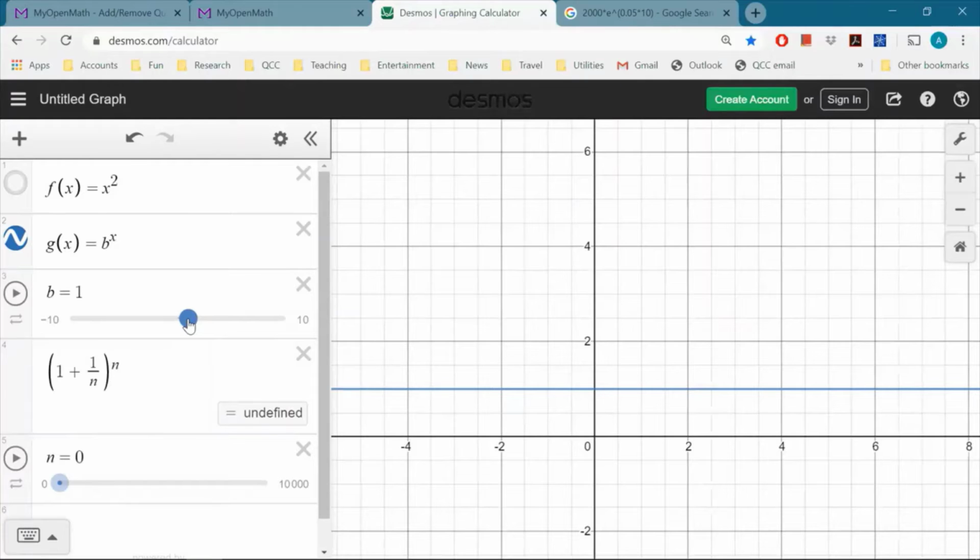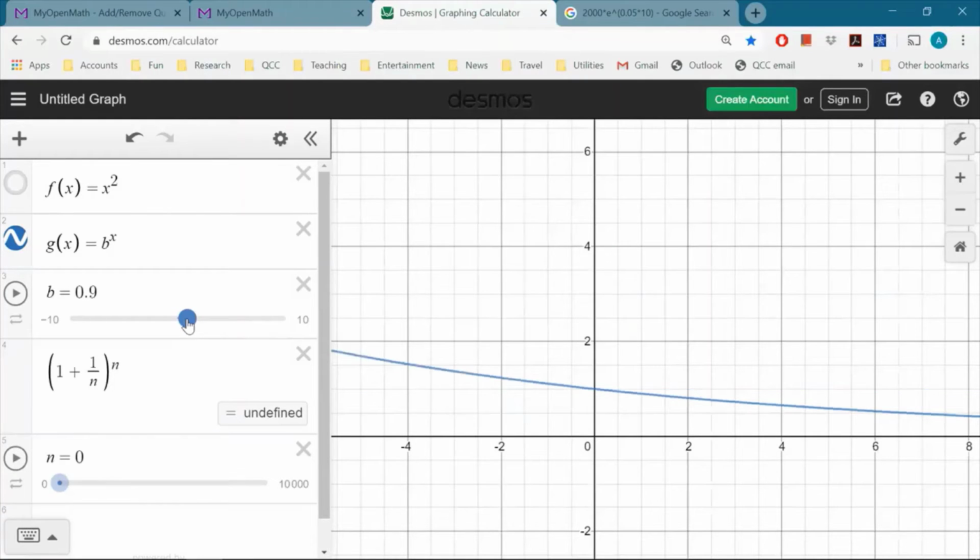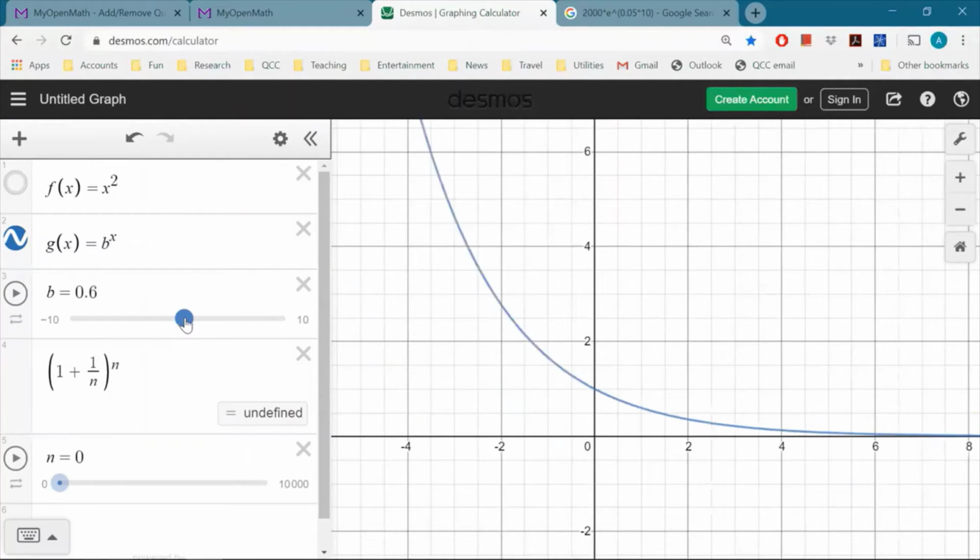Look what happens when b dips below 1. Oh, look at this. It flips. It does the same thing it was doing before, but it's on the other side. And when b is a half, it's actually the mirror image of when b was equal to 2. And we can think about why that's the case. This is exactly a mirror image of the b equals 2 case. So when b is less than 1, we get a graph that decreases from left to right.